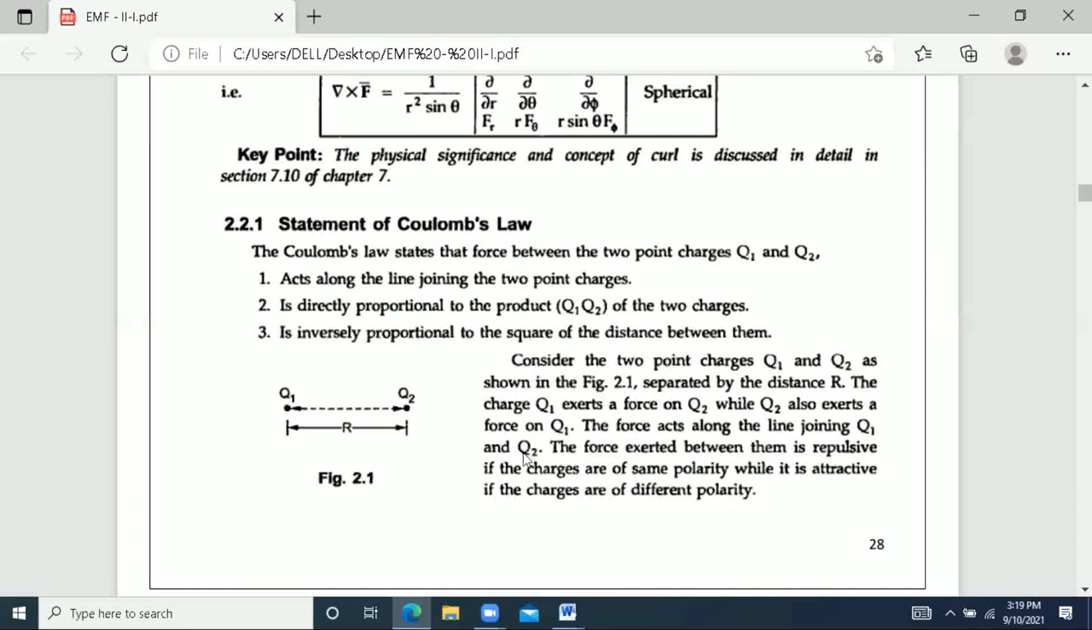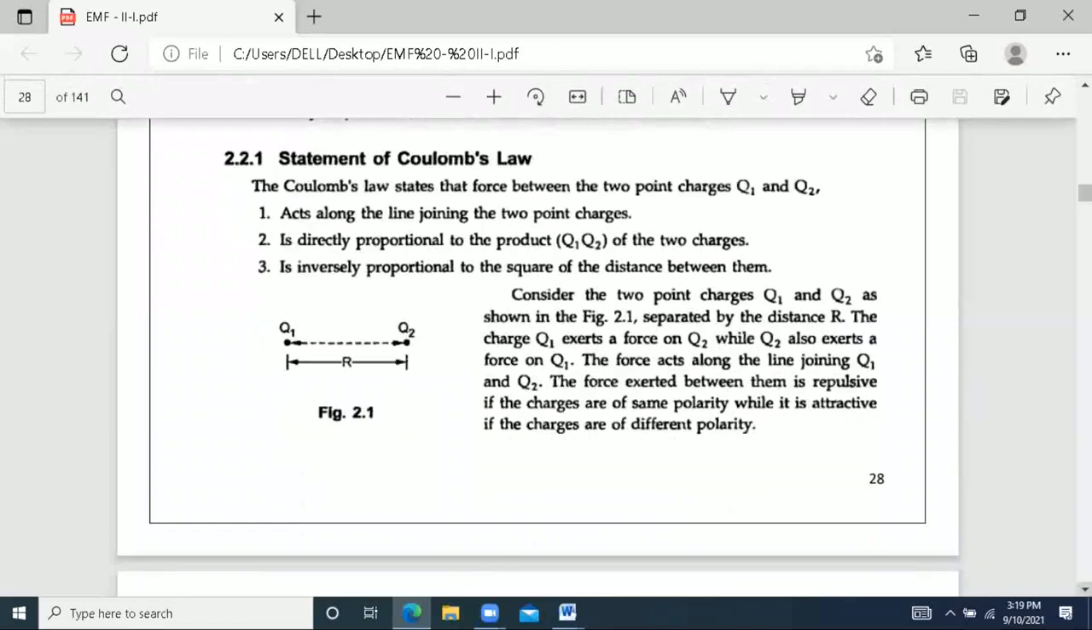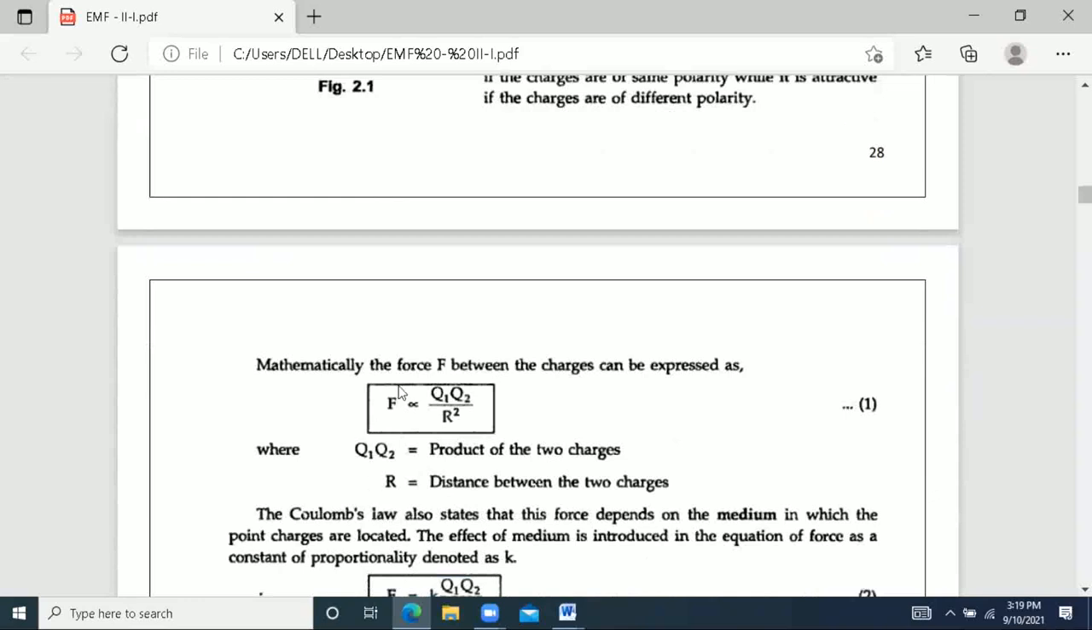Sir, would it be Q1 times Q1 over R squared? So the force F is directly proportional to the product, and is inversely proportional to the square of the distance between them. All right?